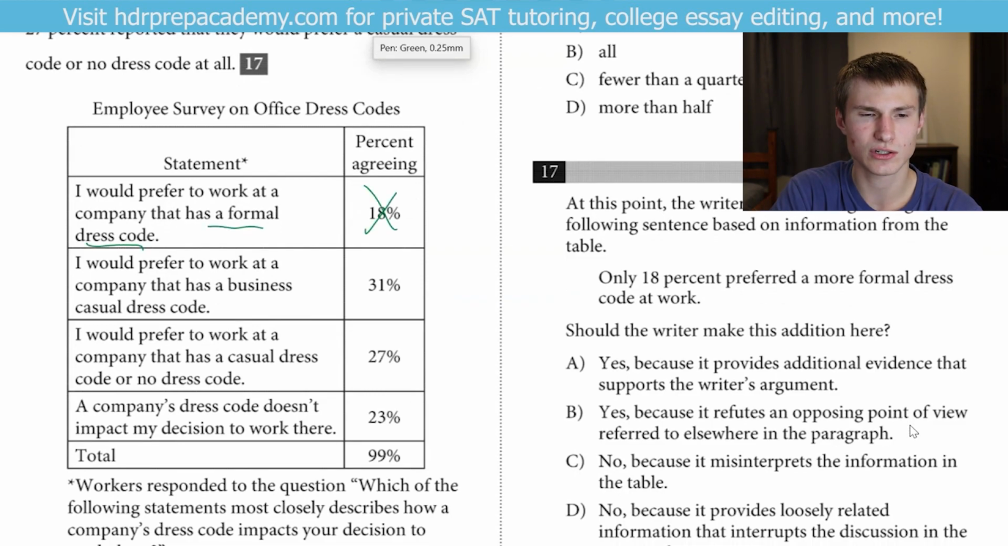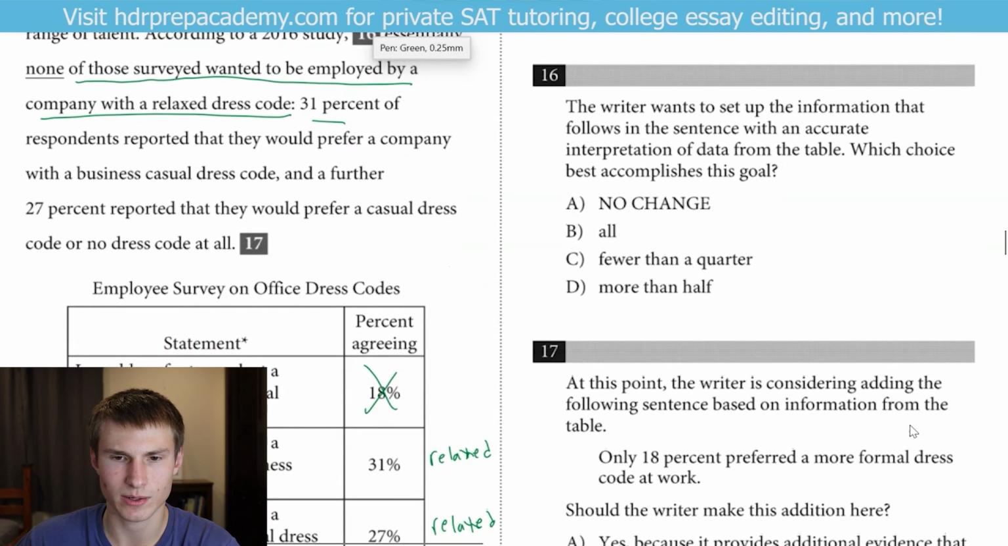So that's not something we're going to consider here. And then if we look at our next two, we have, I would prefer to work at a company that has a business casual dress code. Okay, so that would be relaxed, so we can include that. And then our next one, I would prefer to work at a company that has a casual dress code or no dress code. That would also be relaxed. Okay, so relaxed dress codes would include these two categories. So 31 plus 27 would give us 58%.